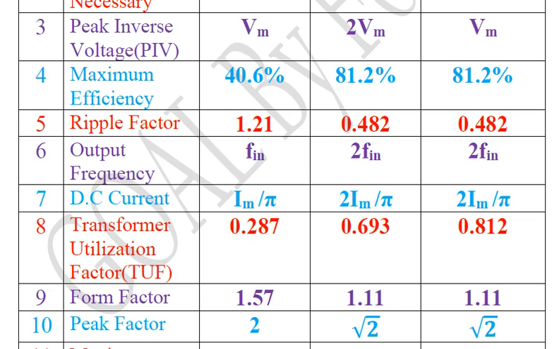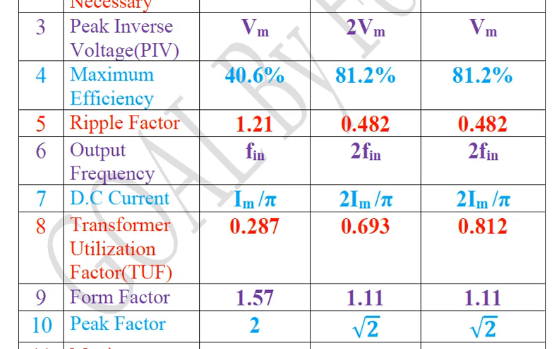Next point is the DC current. In case of half wave rectifier, DC current is Im by pi, where Im is the maximum current. In case of center tap rectifier, DC current is 2 Im by pi, and bridge type rectifier also DC current is 2 Im by pi.